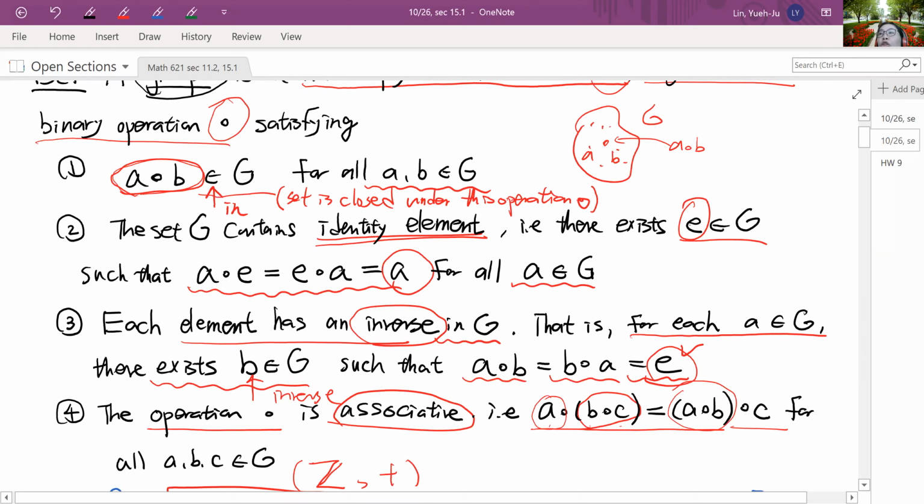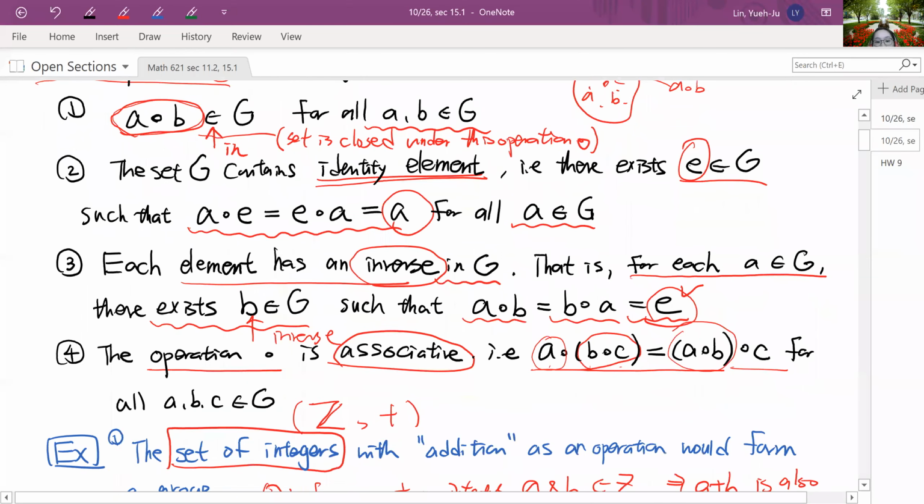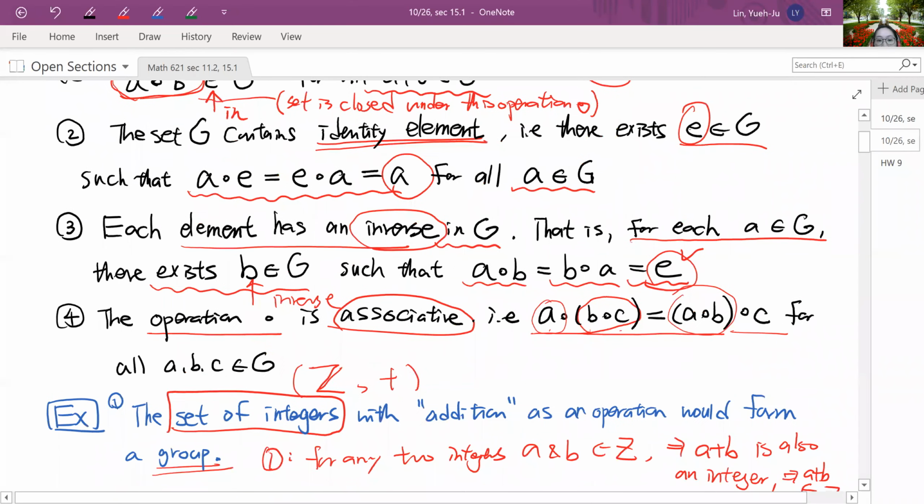So the definition of integer is 0, 1, 2, 3, 4, 5, and so on, or 0, minus 1, minus 2, minus 3, everything, right? As long as it's an integer, it can be 0, it can be negative. So now the second thing, I want to find an identity element.